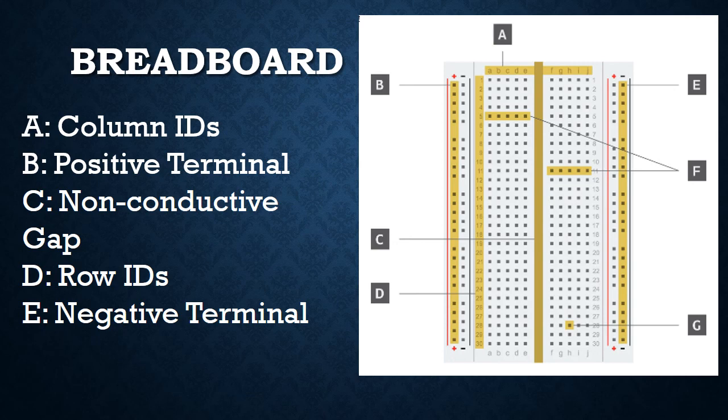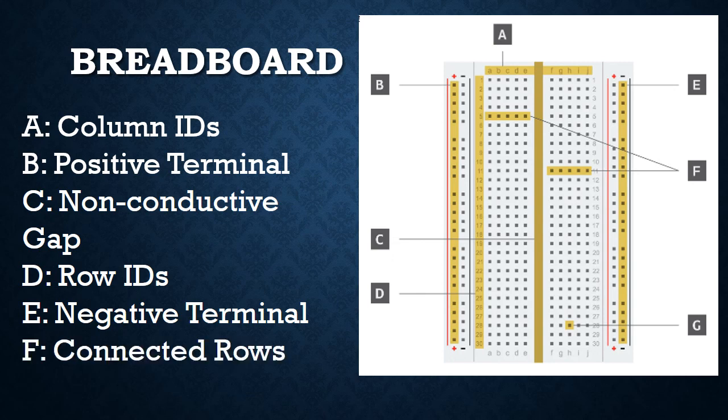You'll notice that there are actually two negative terminal columns on this board. They are not connected to each other. You can choose to use one or both of them, but remember that they are not connected to each other unless we explicitly connect them. The same is true of the positive terminals. There are two columns that serve as positive terminals, and they, again, are not connected to each other.